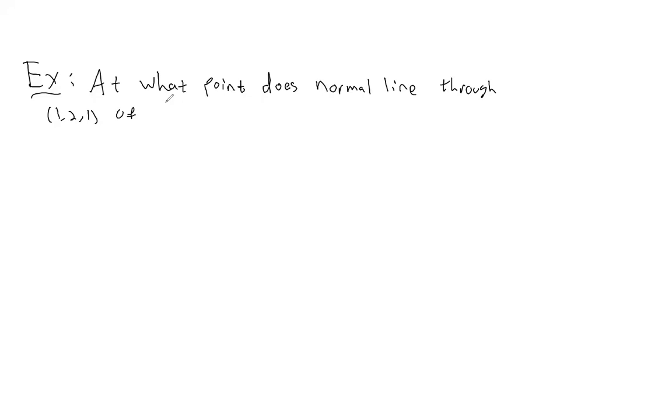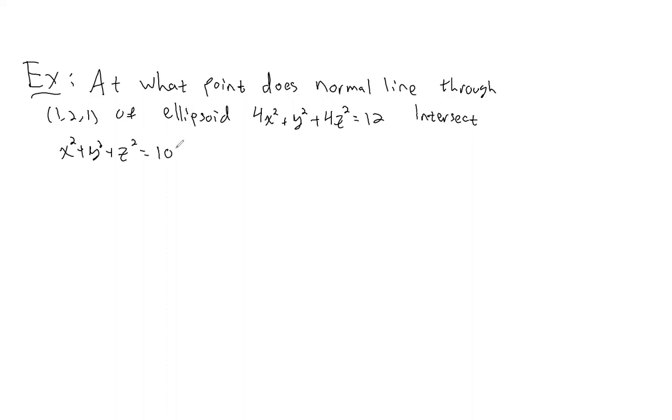of the ellipsoid given by 4x squared plus y squared plus 4z squared equals 12. So you've got this ellipsoid, you've got a normal line through it, and at what point does it intersect the surface x squared plus y squared plus z squared equals 102?